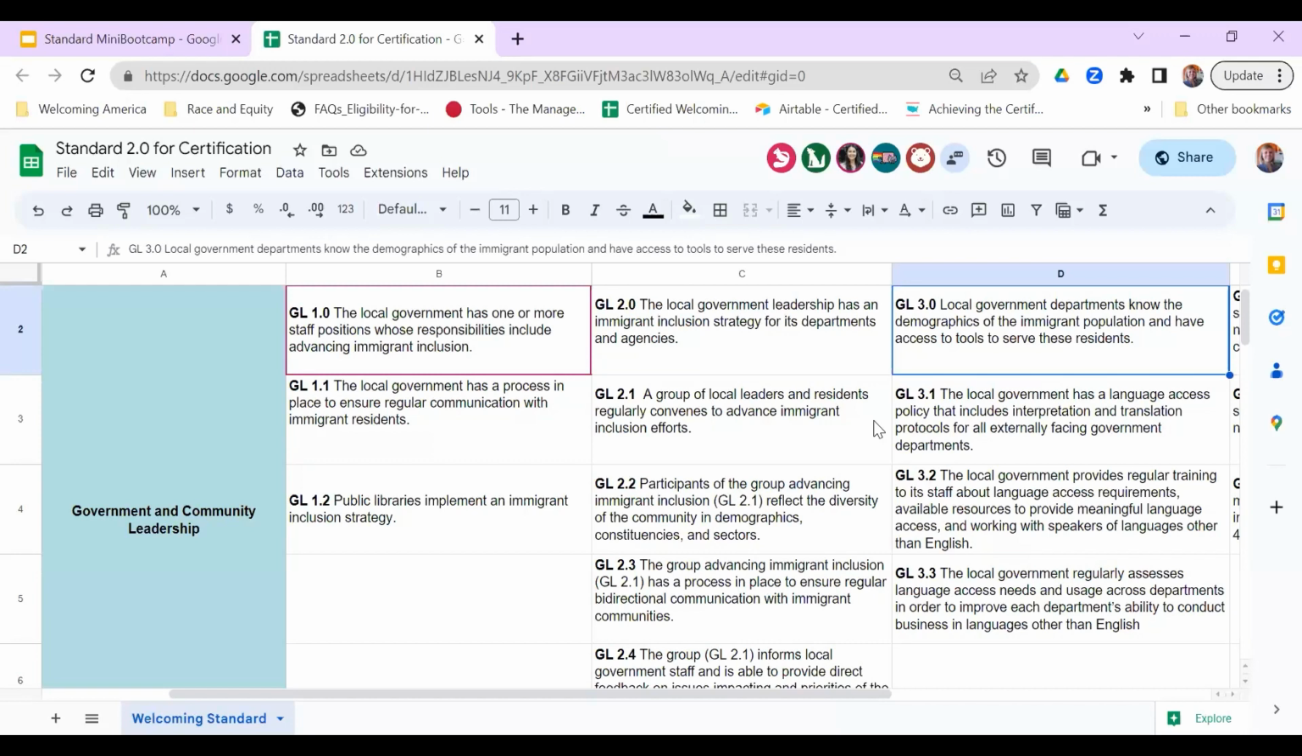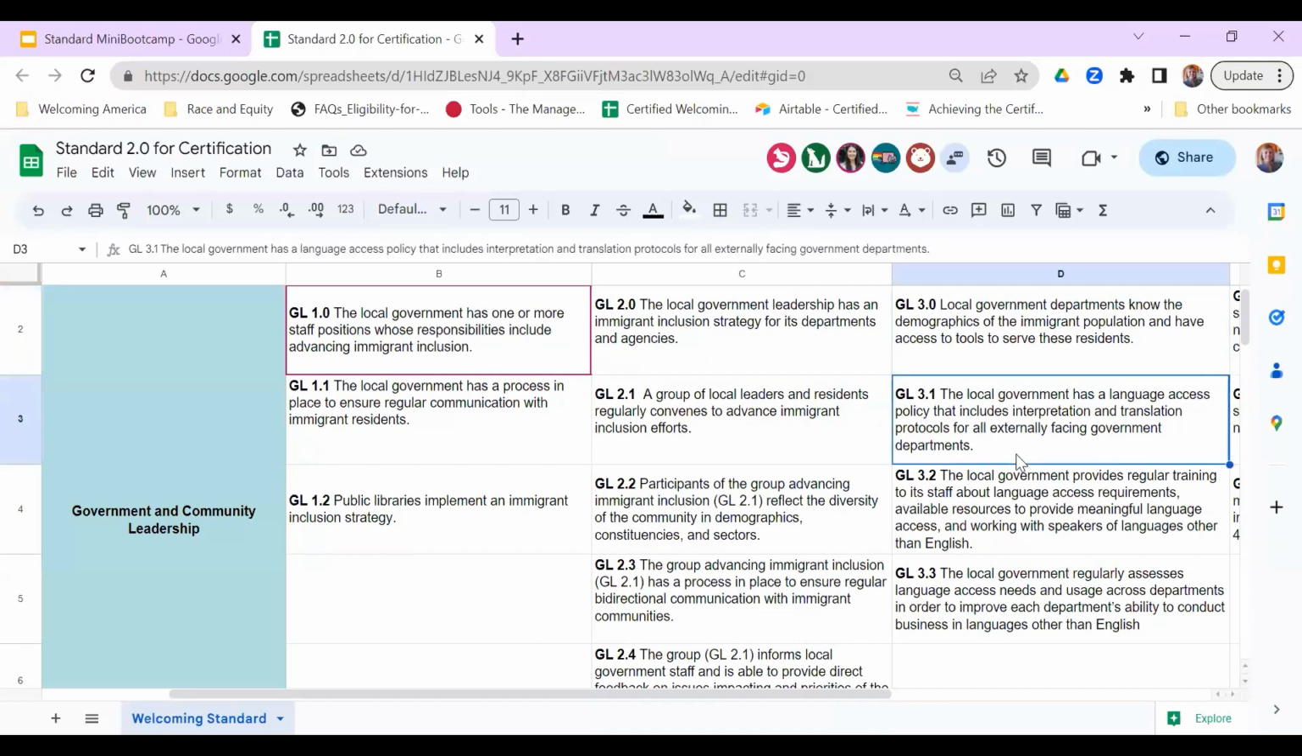The first one is that local government departments know the demographics of the immigrant population and have access to tools to serve these residents. So, tools being, of course, some language access tools, but perhaps some other ones as well. And then, knowing who they're serving as well, and knowing what those are, both languages and perhaps some cultural customs.